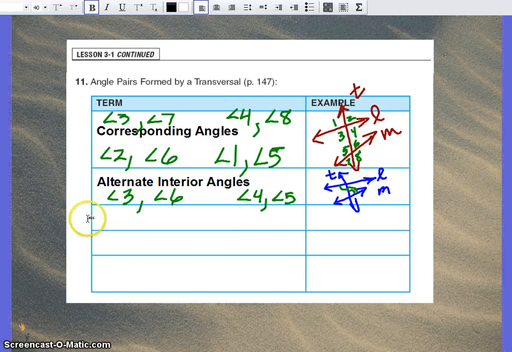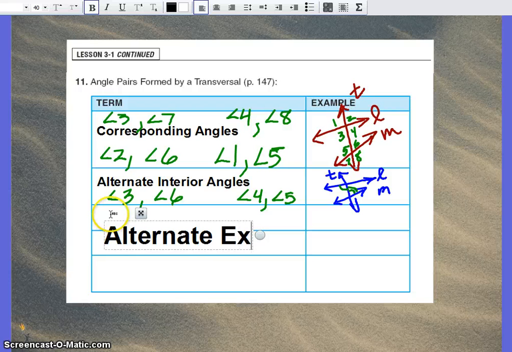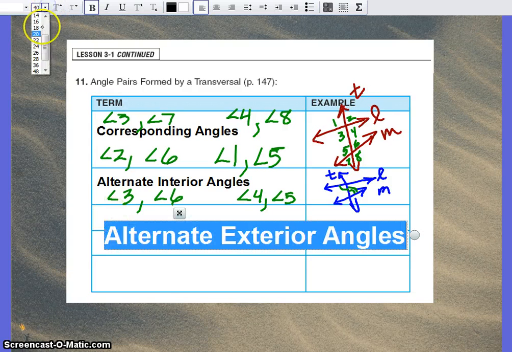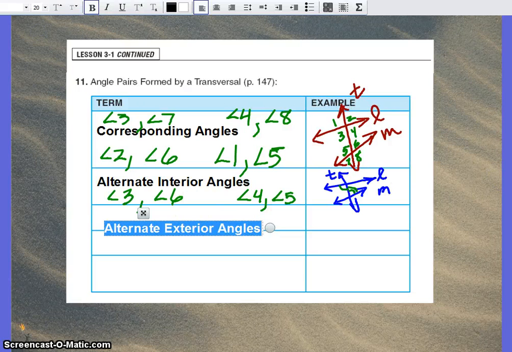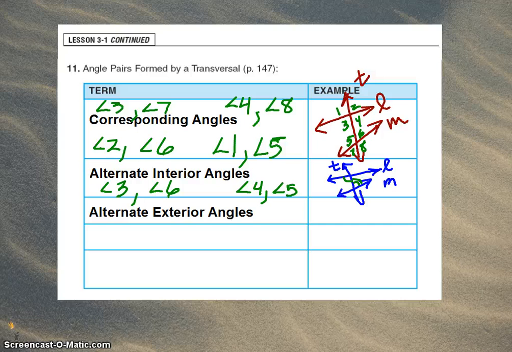The next type we'd like to talk about are alternate exterior angles. And that's way too big of a font, so let's take that down to 20. So alternate exterior angles occur on the outside. So same idea, but instead we're looking on the outside of the picture. So keep drawing the same picture. I'm not going to draw it again, but there's my picture up here. And the outside angles are angles 1 and 2 and 7 and 8.